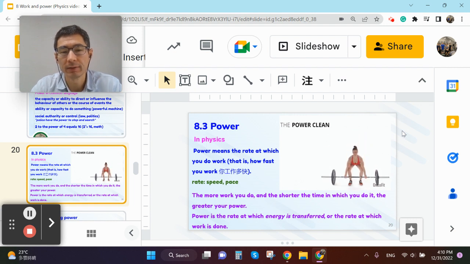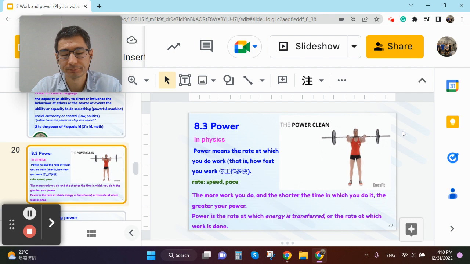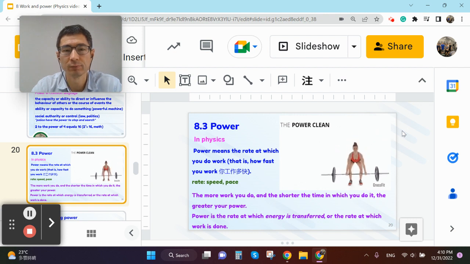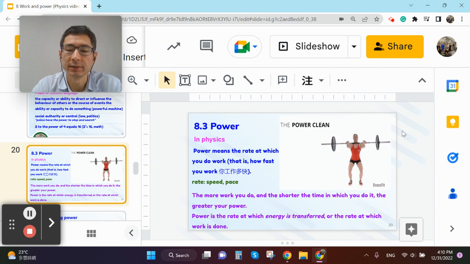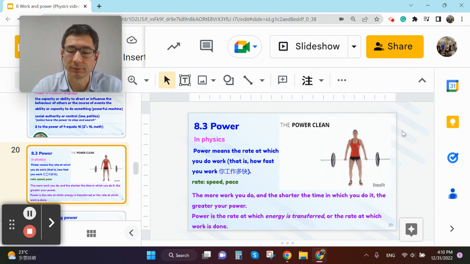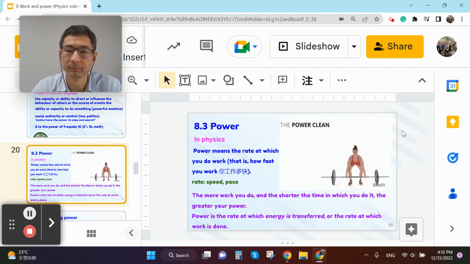And again, work done can be used to calculate the power. Energy transfer can also be used to calculate the power, because energy transfer equals the work done.